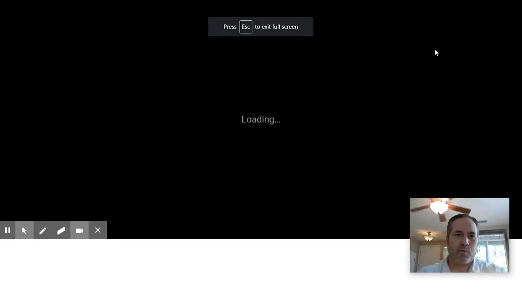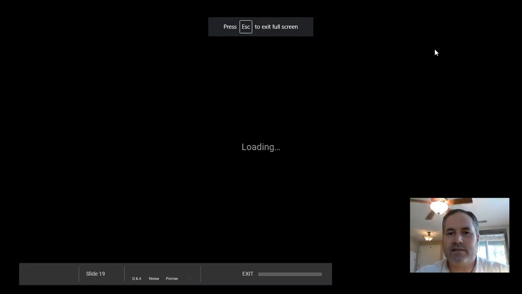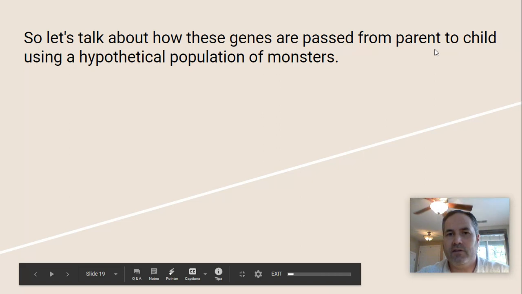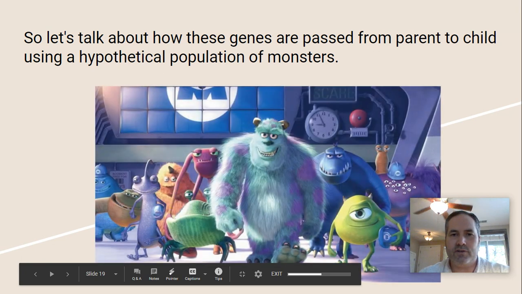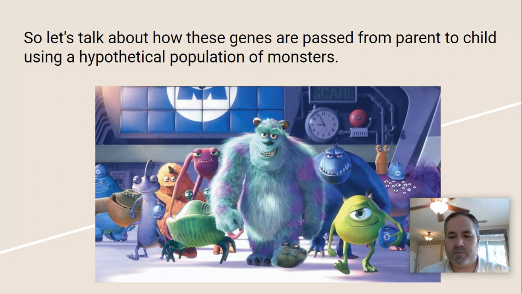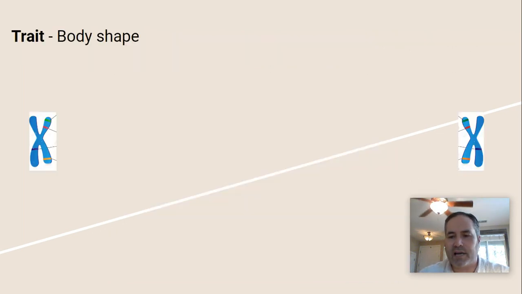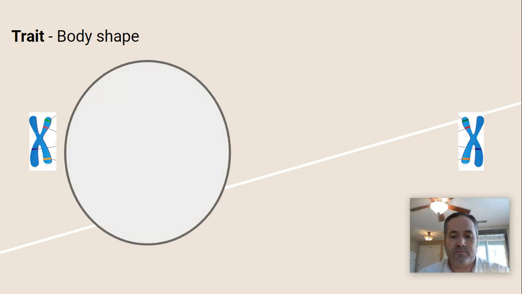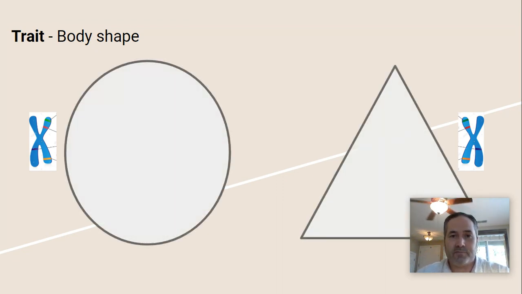Hello students, today we're going to be talking about how genes are passed on from the parent to the child. And in order to do this, we're going to use a hypothetical population of monsters. And these monsters have various traits, but the trait we're going to look at is the body shape. And in this population of monsters, the only two possible body shapes are oval or triangle.